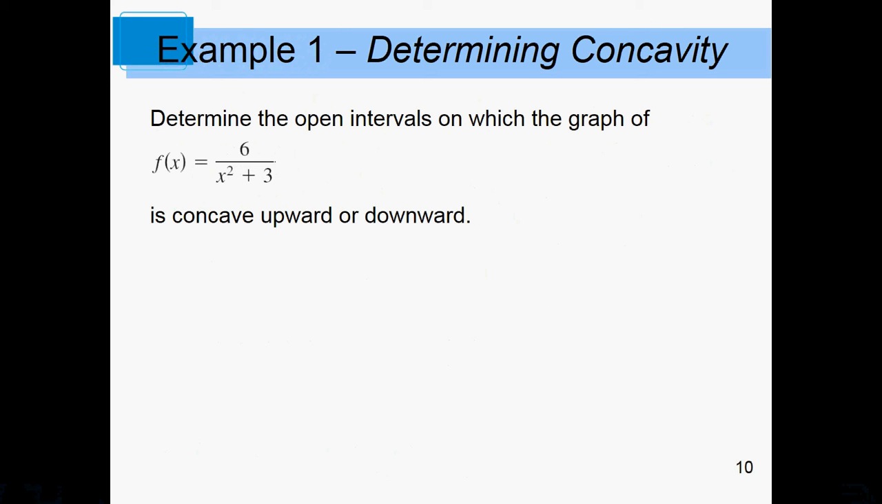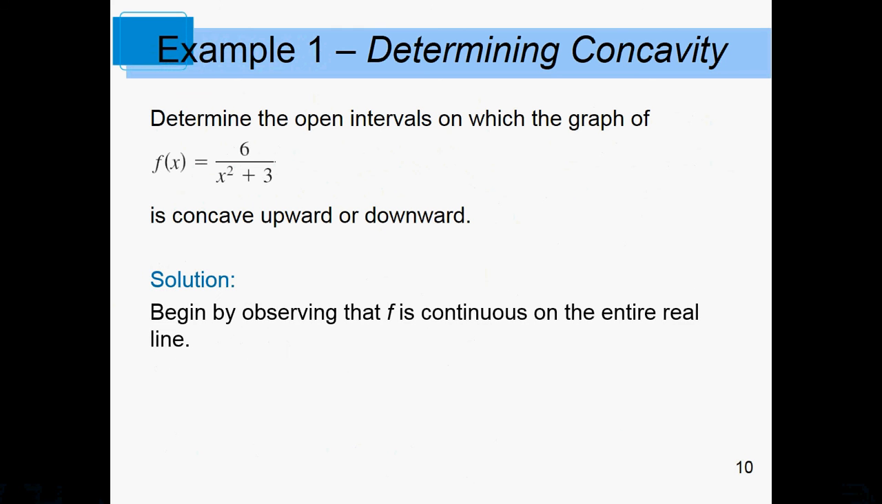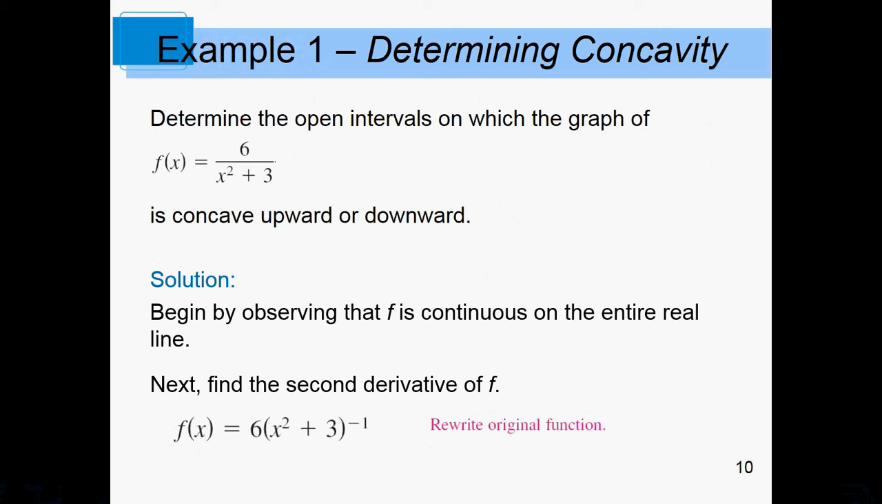Determine the open intervals on which the graph of 6 over x squared plus 3 is concave up or concave down. So the first thing we have to do is what? Find the derivative. It's always going to be the first thing we have to do. Now, there are multiple ways of doing this, but a really easy method, instead of trying to do low d high minus high d low over low low because it's a quotient, is to rewrite it as 6 times x squared plus 3 to the negative 1. That way we can use the chain rule on it. So we're going to rewrite it, then we're going to use the chain rule.